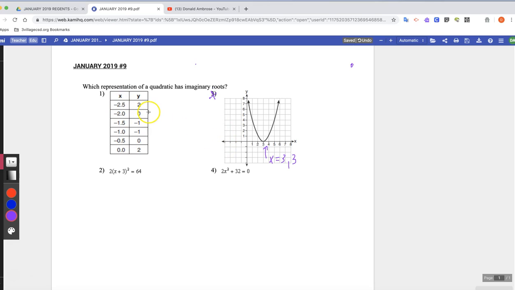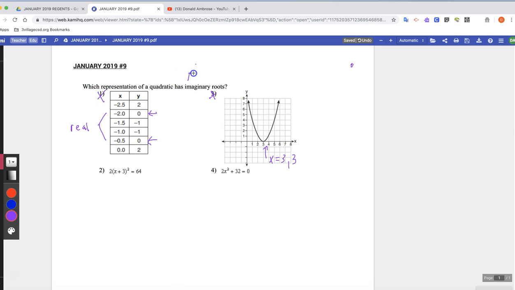In choice 1, we see here there are two places where y is equal to 0. And the x values to both these y values of 0 are the solutions. But both of those solutions are real numbers. -2, -0.5 are real. They're not imaginary. So choice 1 does not have imaginary roots.